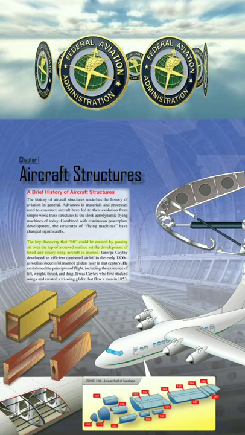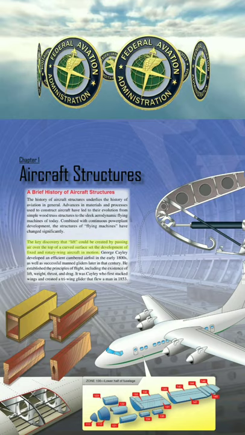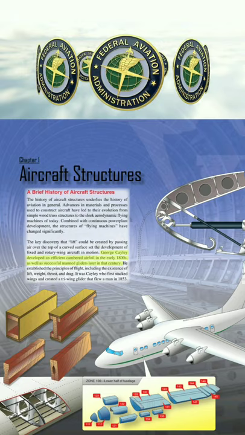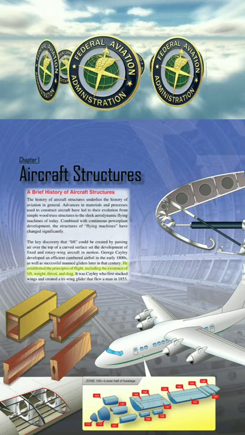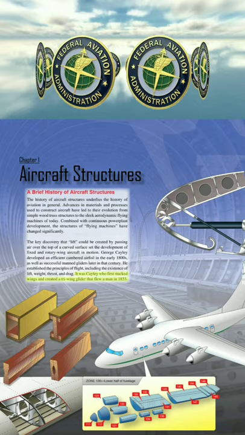The key discovery that lift could be created by passing air over the top of a curved surface set the development of fixed and rotary wing aircraft in motion. George Cayley developed an efficient cambered airfoil in the early 1800s, as well as successful manned gliders later in that century. He established the principles of flight, including the existence of lift, weight, thrust, and drag. It was Cayley who first stacked wings and created a tri-wing glider that flew a man in 1853.